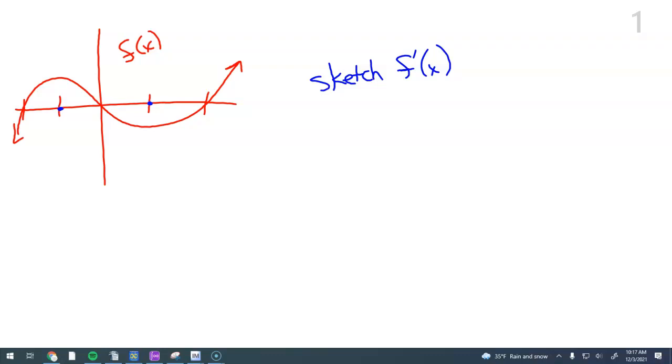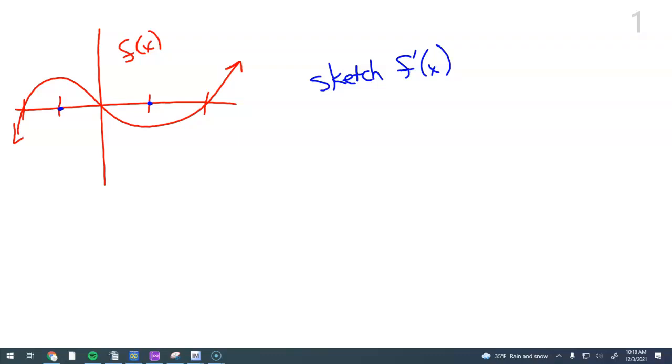Second thing, is the original graph increasing or decreasing right here? Increasing. So remember from yesterday we made those number lines. If f of x is increasing, what is true about the derivative? Greater than 0 or positive, right? So in this section, my derivative needs to be positive. What does positive mean if we're looking at a graph? It means above the x-axis, right?